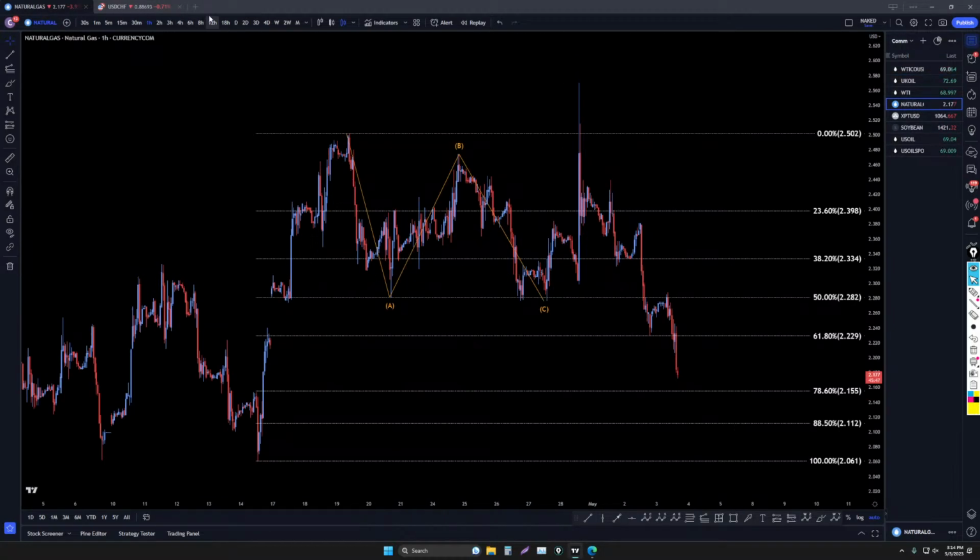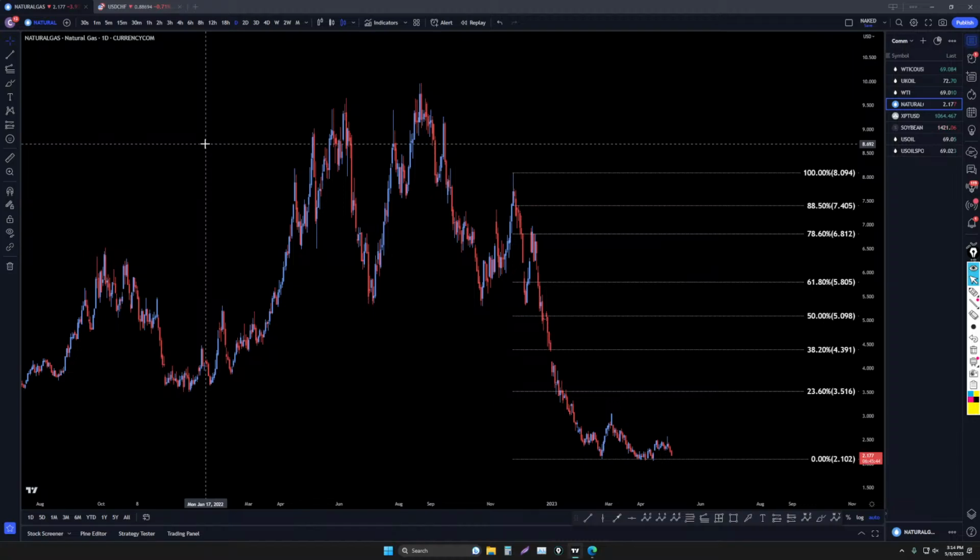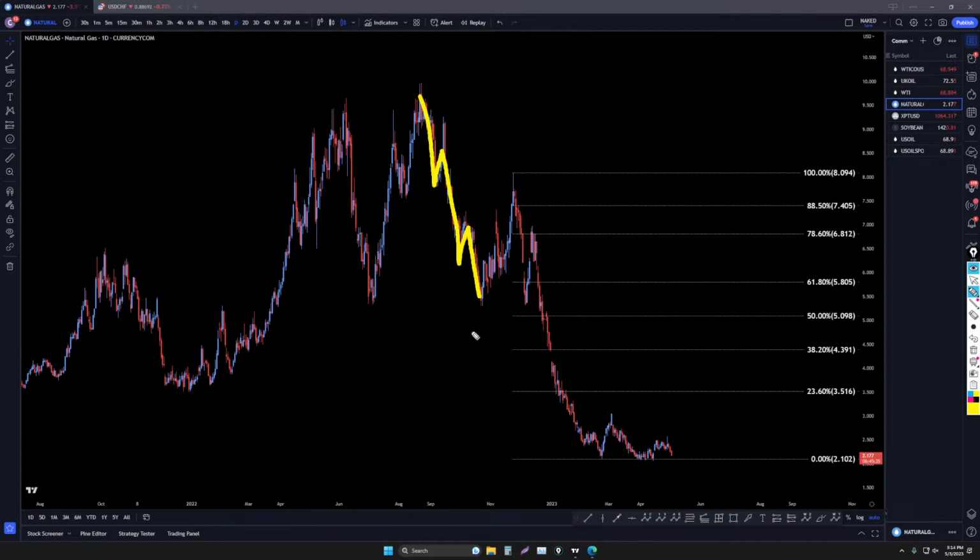And natural gas, I think, is probably the same story. Look at it on the daily. This is a big downtrend. It looks like it's still going down. 1, 2, 3, 4, 5, 1. A, B, C, 2. 1, 2, 3. Probably a 4 and probably a 5 still. We're probably still in that wave 3.